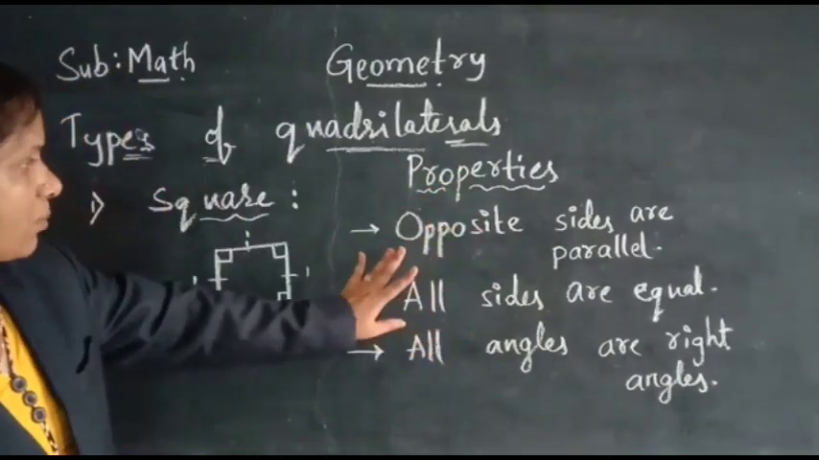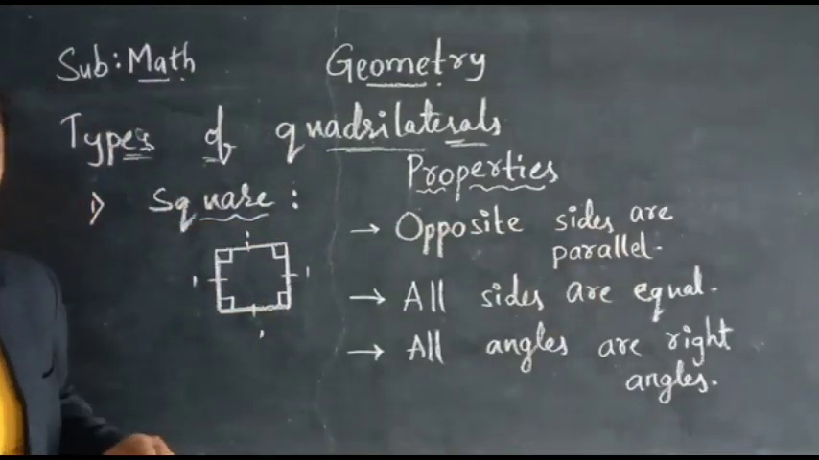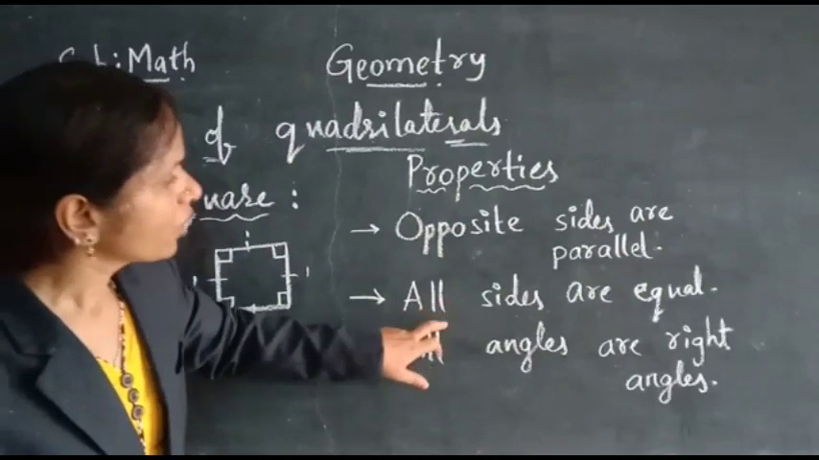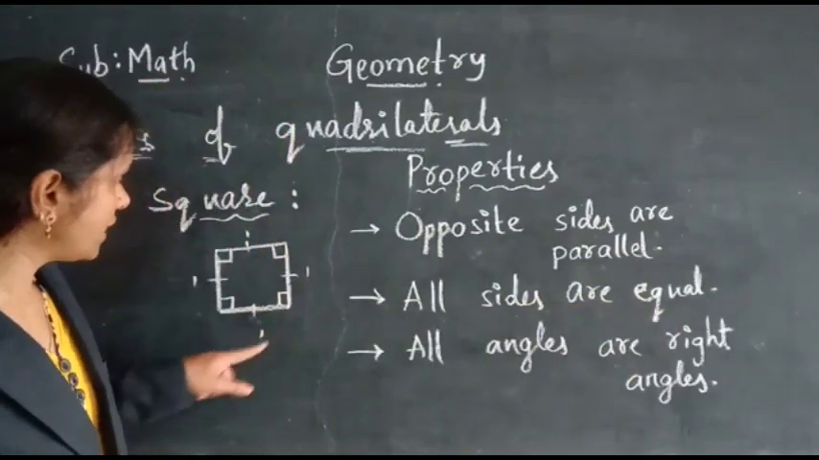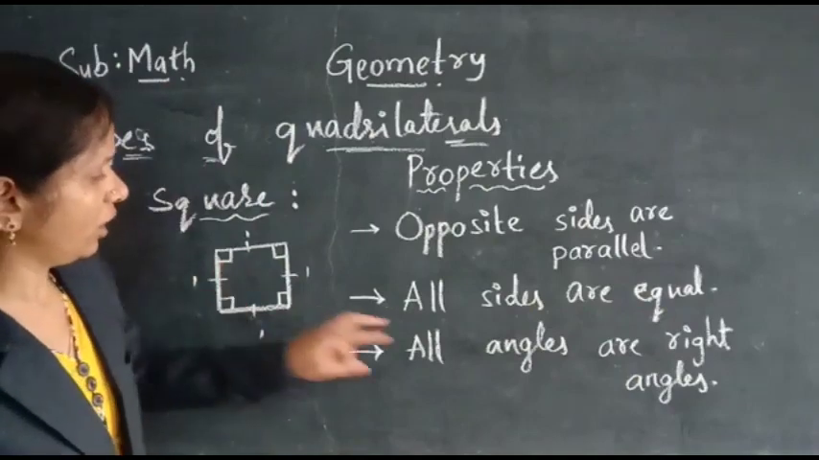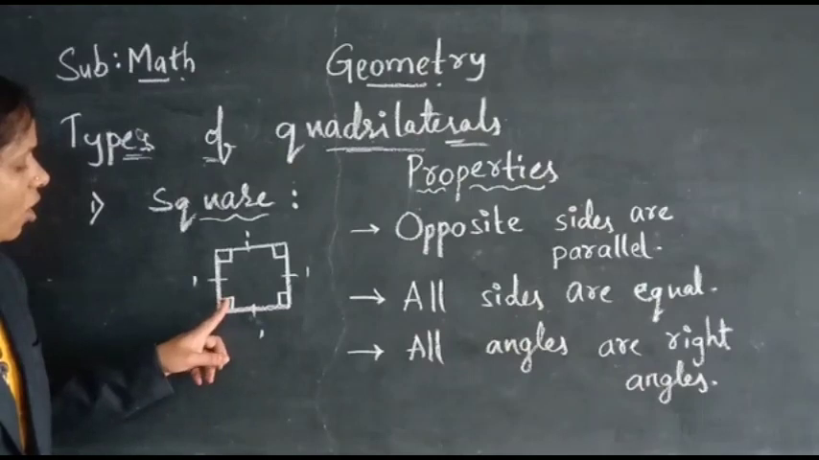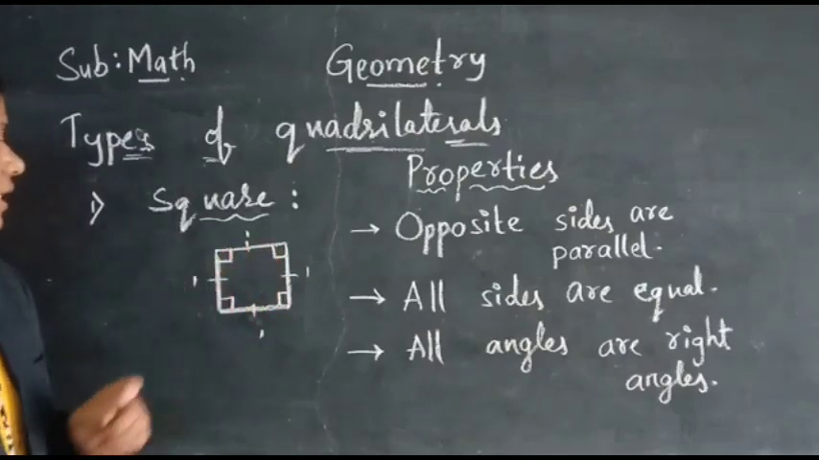Once again I am repeating the properties. Opposite sides are parallel, which means top and bottom should be parallel, and left and right should be parallel line segments. All sides are equal, which means all four sides should be equal. Now all angles are right angles, which means all angles should be right angles, nothing but 90 degrees. So it is a square.